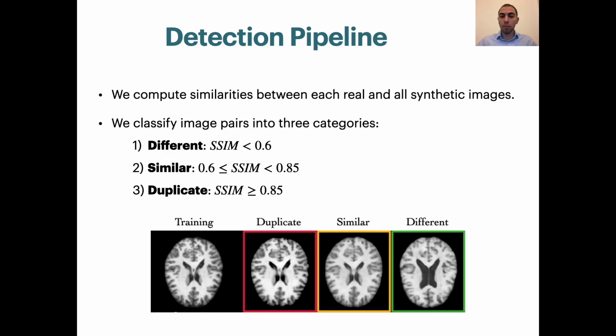Once we have Deep SSIM, we use it to define a memorization metric. Based on two thresholds set to 0.60 and 0.85, we classify image pairs into three categories. Different, meaning that the two images share no relevant anatomical similarity. Similar, meaning that the images are anatomically close but still show meaningful differences. And duplicate, meaning that the images are almost indistinguishable and differ only by non-semantic factors such as noise or small intensity changes. A training image is considered memorized if at least one synthetic image is classified as duplicate.